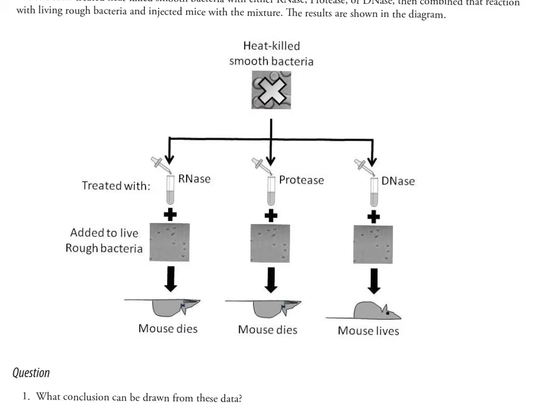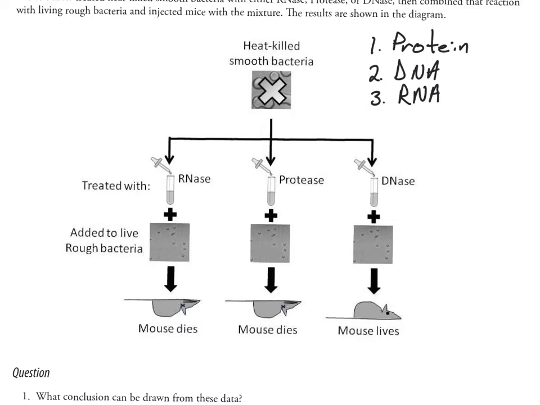Instead of just adding them straight to the rough sample to see if it killed them, they added stuff that would destroy one of the three suspects, right? We had either protein, which most scientists at the time thought was the inheritable material, right? So we had protein, we had DNA as a possible transforming principle, or we had RNA. One of these 3 is the molecule we're searching for, the inheritable material.